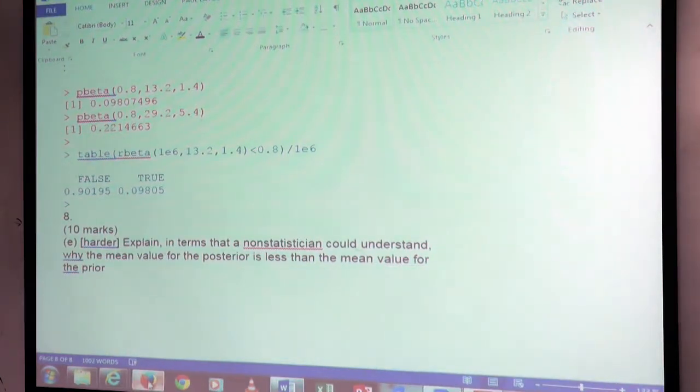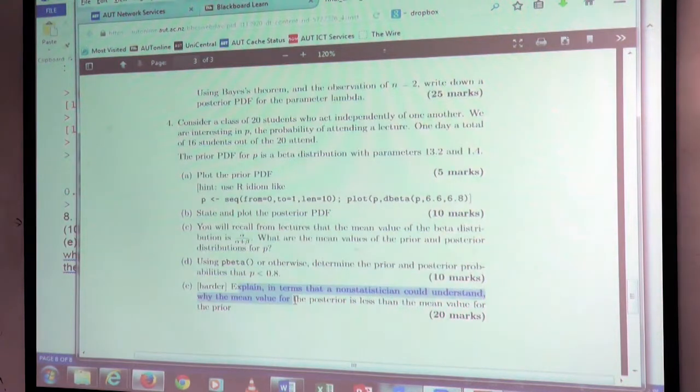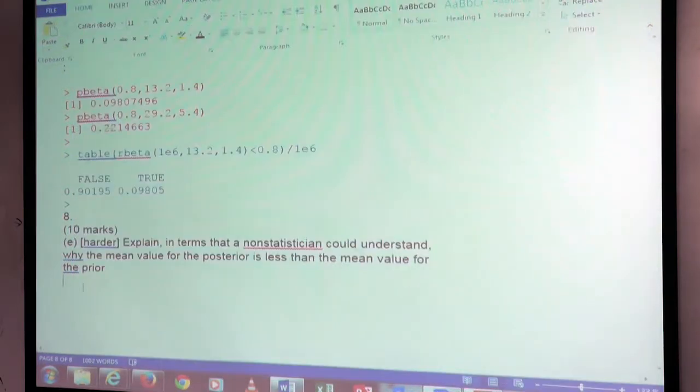Let's go back here. Explain in terms a non-statistician could understand why the mean value for the posterior is less than the mean value for the prior. Okay, well the observations have fewer attendees than expected by the prior. Has a lower mean. That's it.